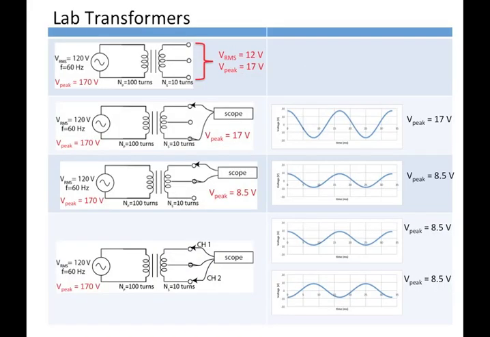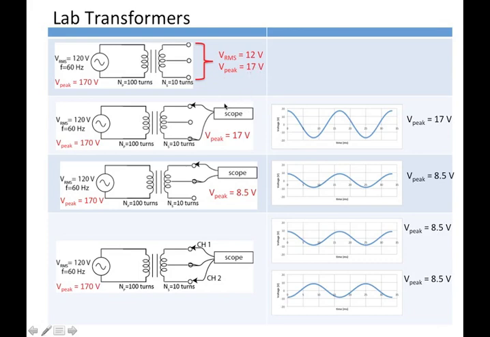So let's think about how we're going to use some transformers in the lab. We're going to hook up PG&E, a 60 hertz signal, VRMS 120 volts, which means a peak voltage of 170 volts. And we're going to hook it up to a transformer, typically 100 turns to 10. We're going to step it down so that it's safer. And so we're going to step it down by a factor of 10. So the VRMS is going to be 12 volts and the peak voltage is going to be 17 volts.